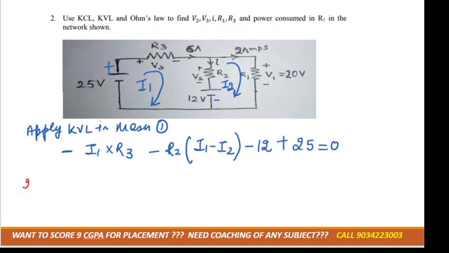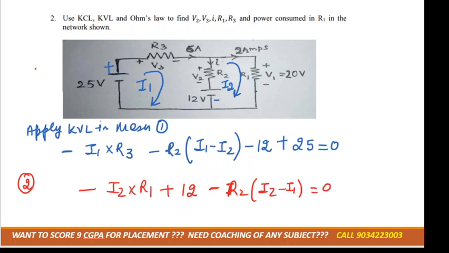Now we'll apply KVL in mesh 2, that is minus I2 into R1 plus 12, right? And minus R2 into (I2 minus I1) is equal to 0. Correct? Now we'll see which values are given. They have given the I1 value. Suppose this is A, this is B. Their current flowing from A to B is 6 ampere and our I1 is also flowing from A to B. Can we conclude that I1 is equal to 6 ampere?